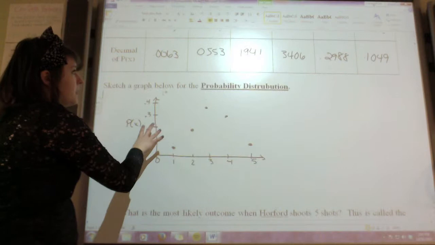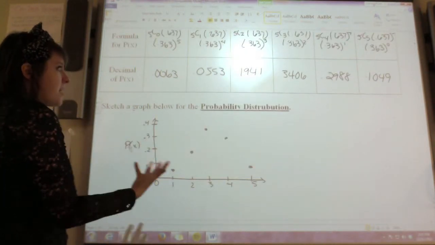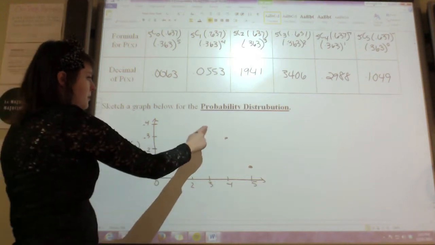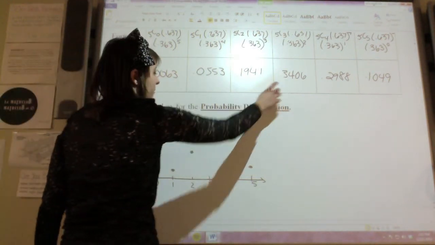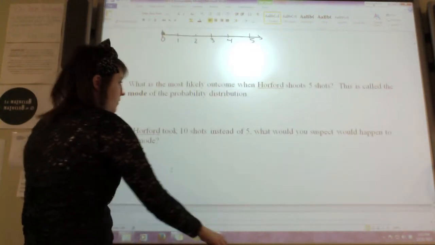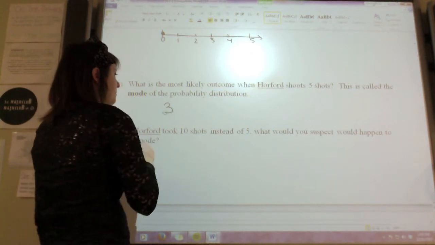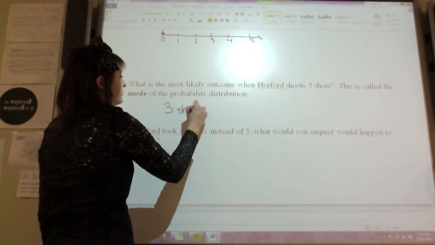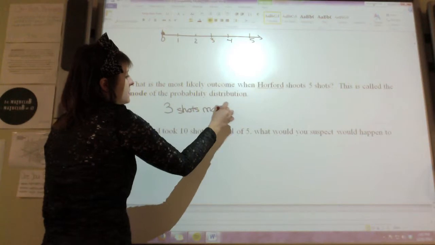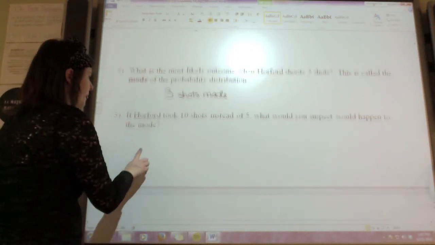Well, if I look here at either my table or my graph, I can see that the highest probability is going to be this point here, or this point here, and that happens when I shoot 3 shots. So 3 is the most likely outcome. Okay, 3 shots made. So that means that this is the mode of your probability distribution.